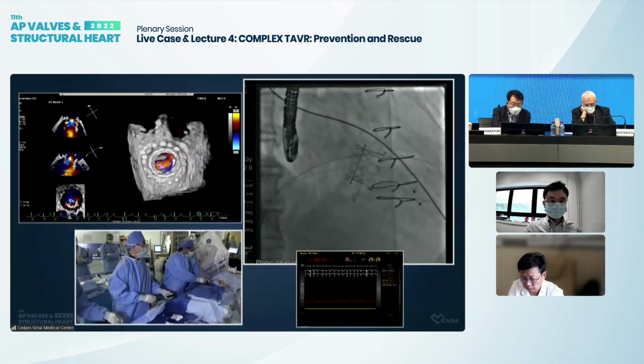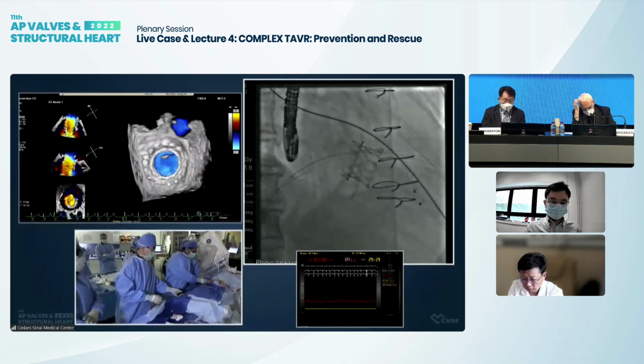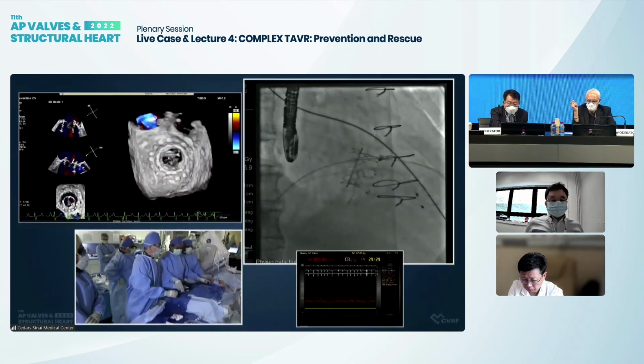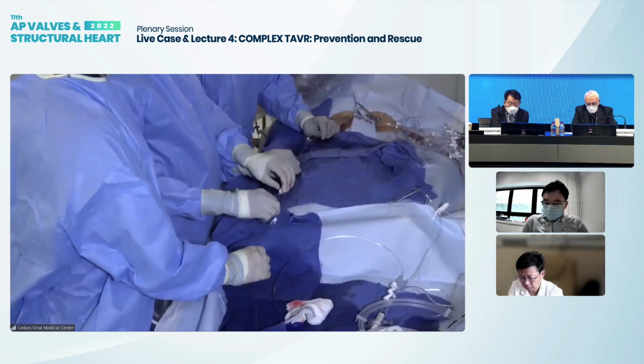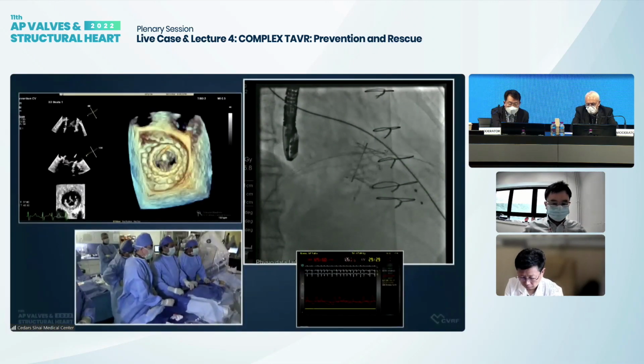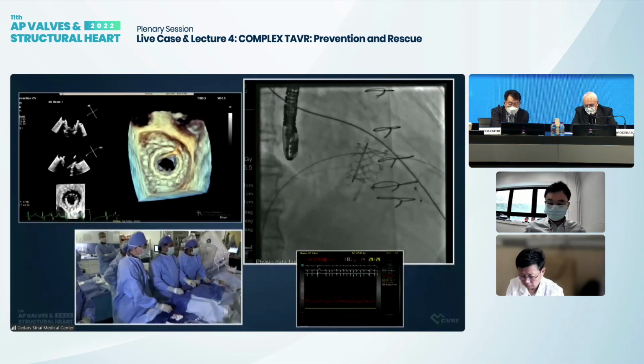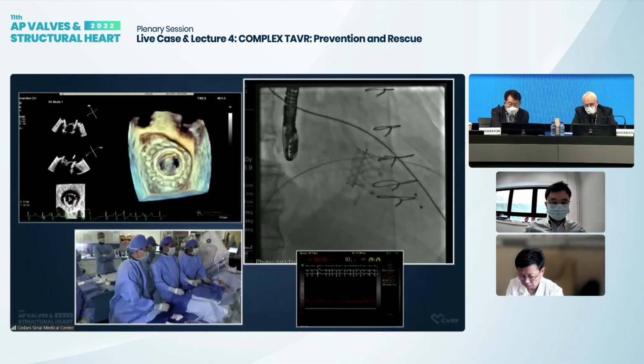So what we are doing is we are going to reintroduce the Agilis. Shubin, go ahead and advance the Agilis. So this is exactly how you wanted to position the valve. That's correct. Beautifully done.